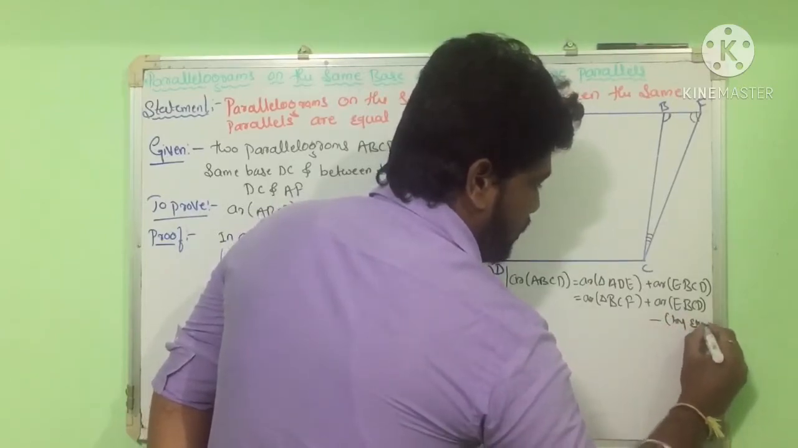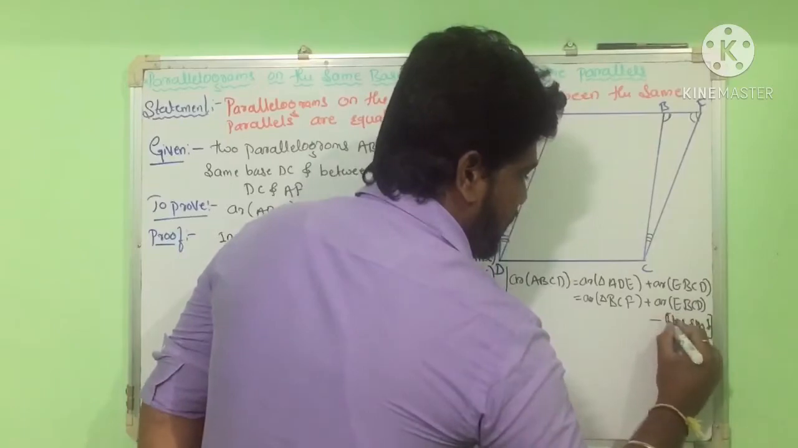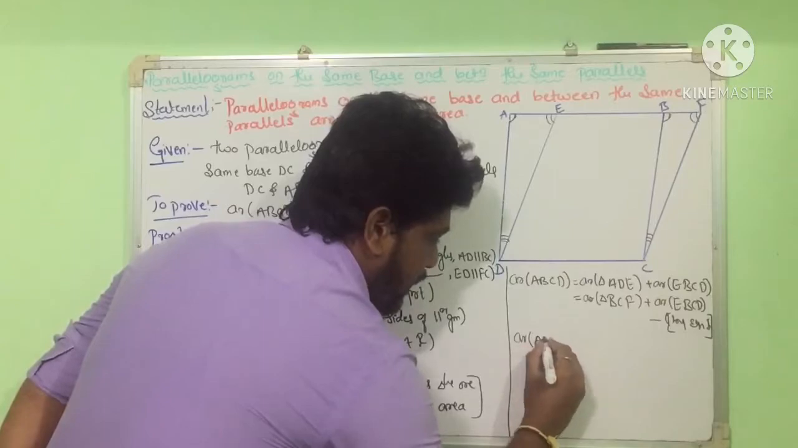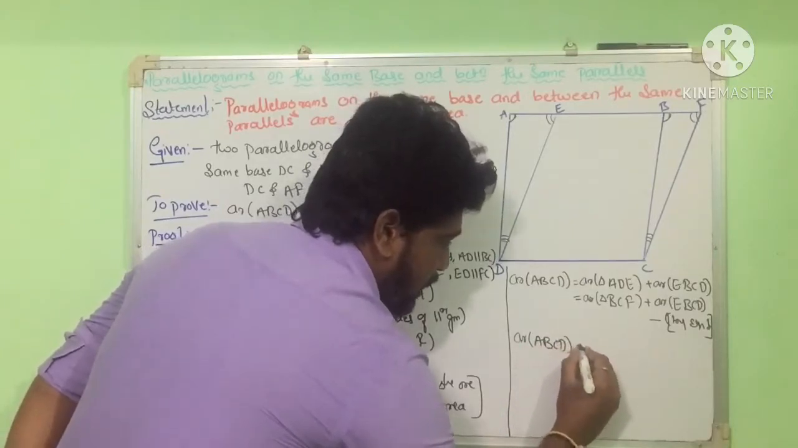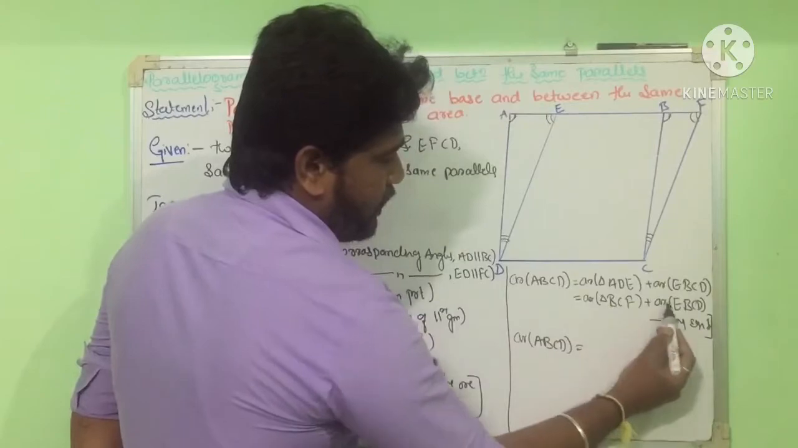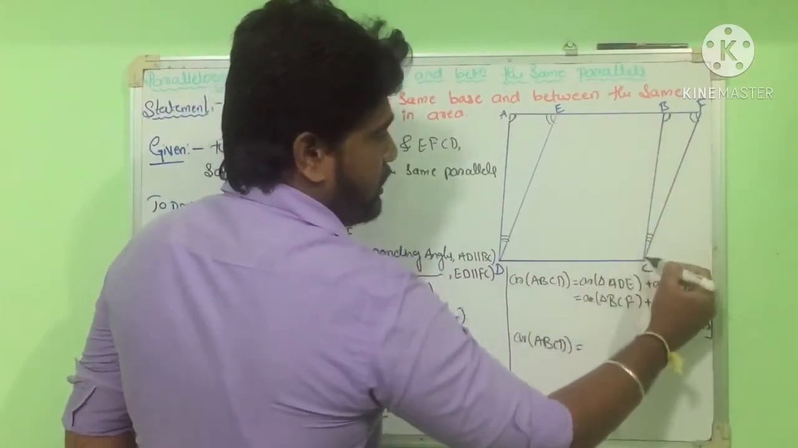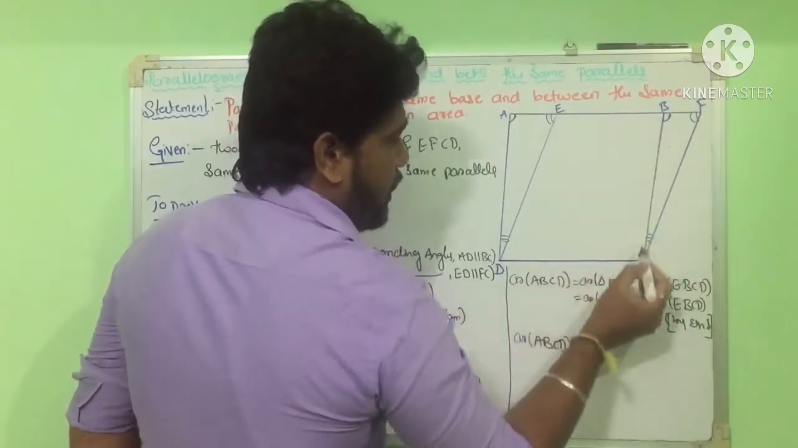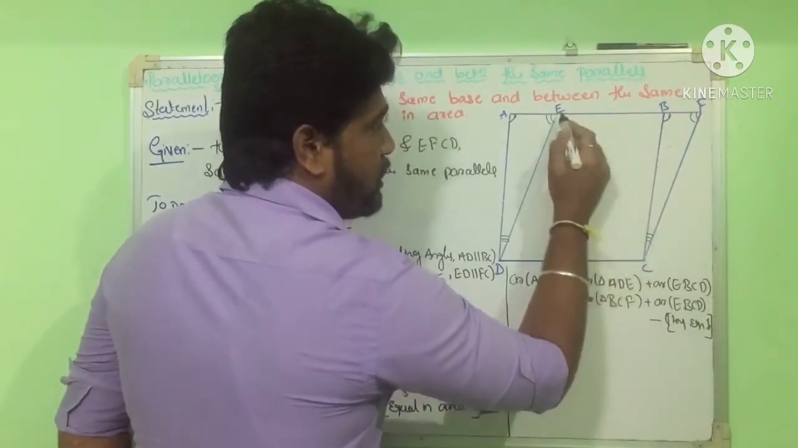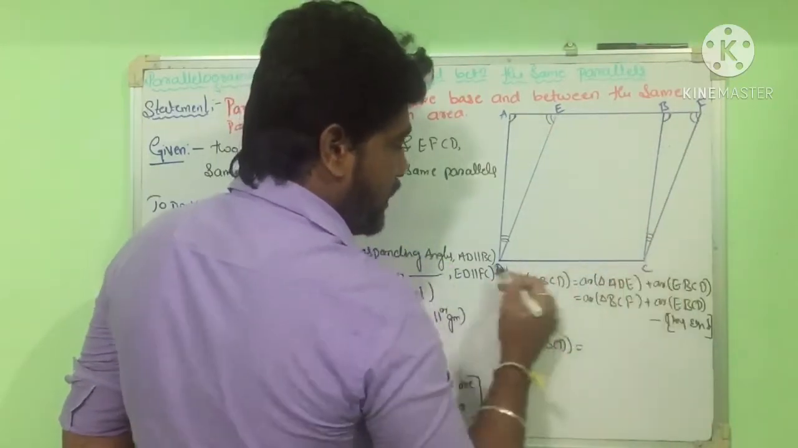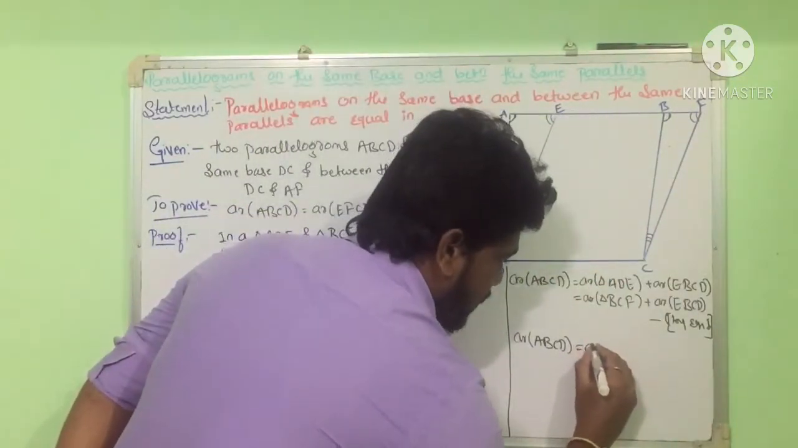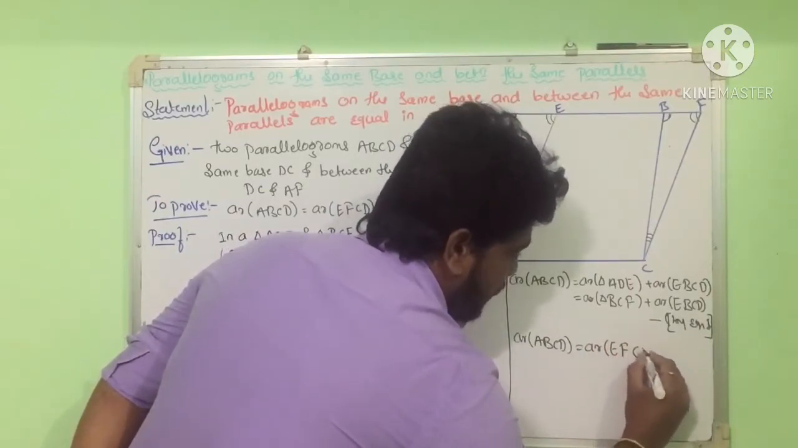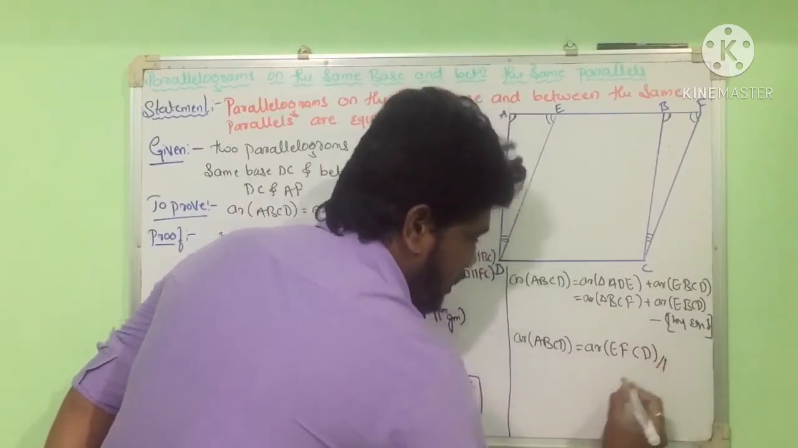By equation 1, is it clear? So now write down area of ABCD is equal to the sum of these two: BCF, this triangle, plus EBCD. The sum of these two means the area of EFCD. So write down area of EFCD. Hence proved.